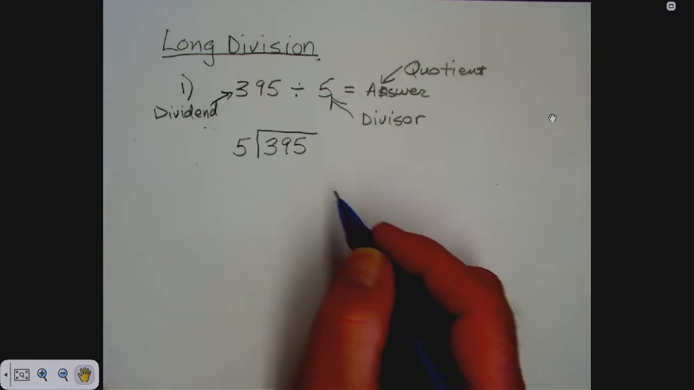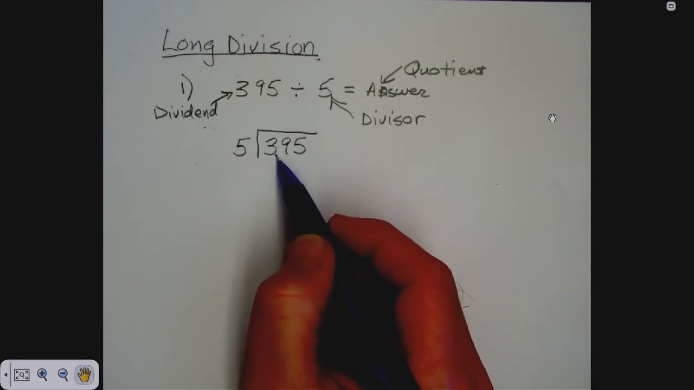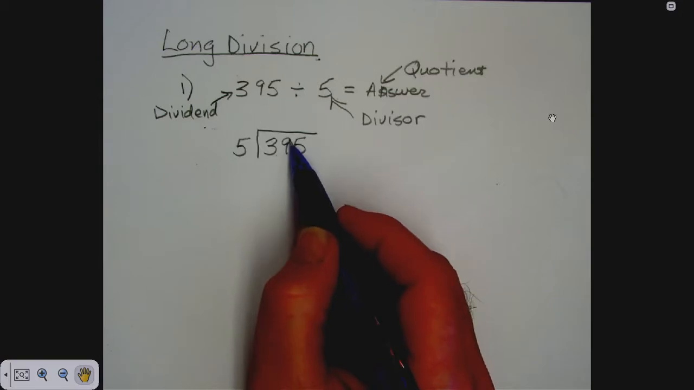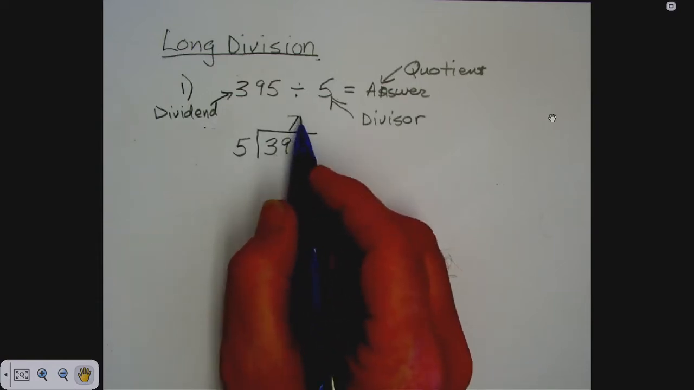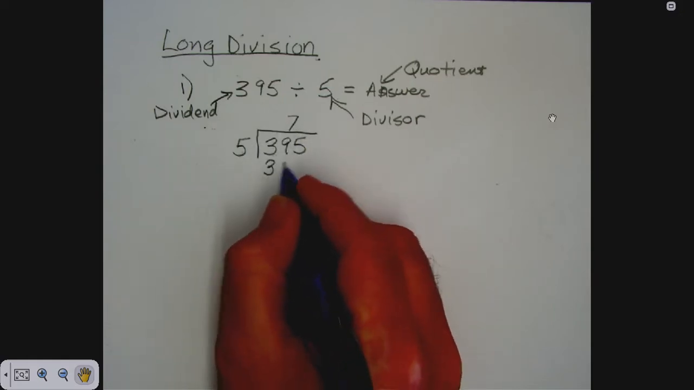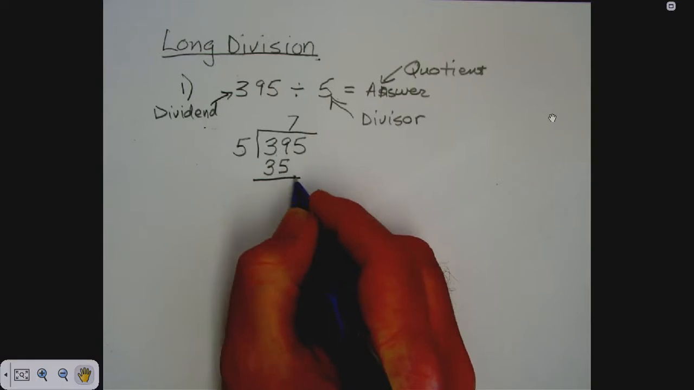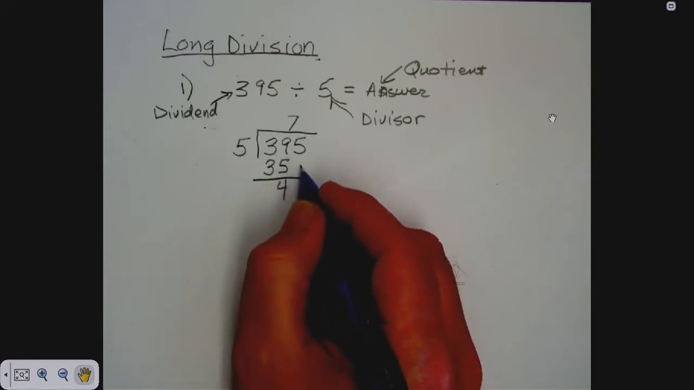So now what we do is, this is the process. We say, does 5 go into 3? No, 5 doesn't go into 3, so we go to the next one. Does 5 go into 39? Yes, 5 can go into 39. It goes in there 7 times. And then we go 7 times 5 is 35. Then we do our subtraction. We get 4. And we get to bring down a 5.